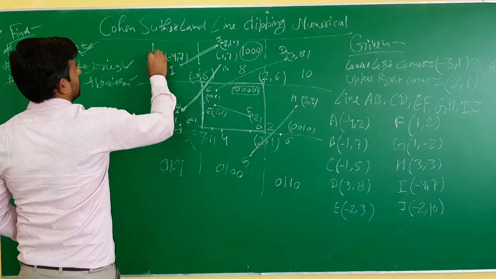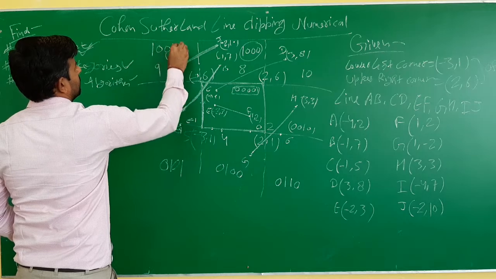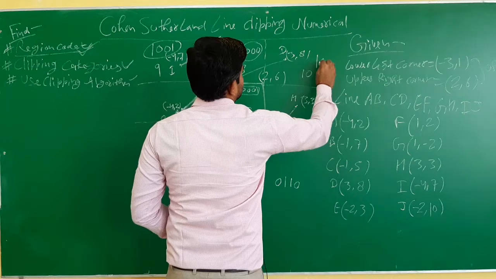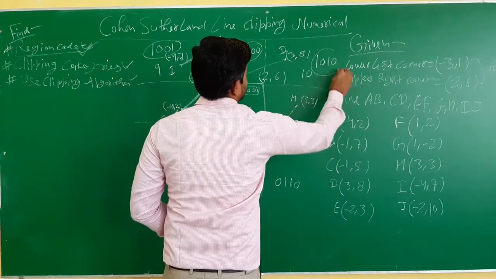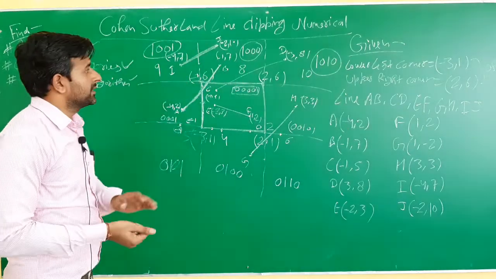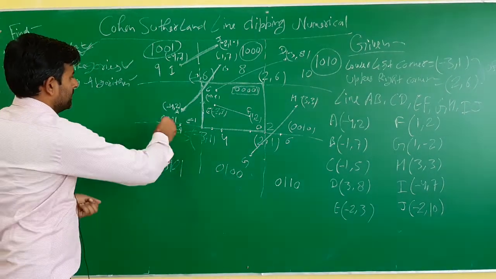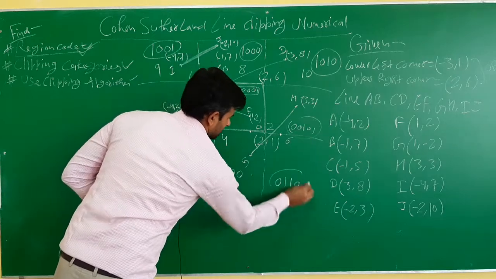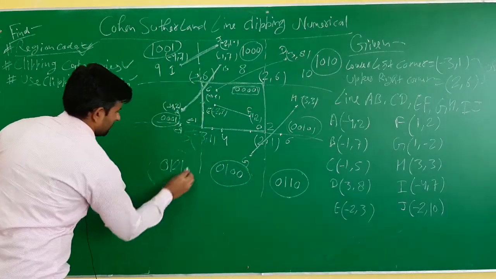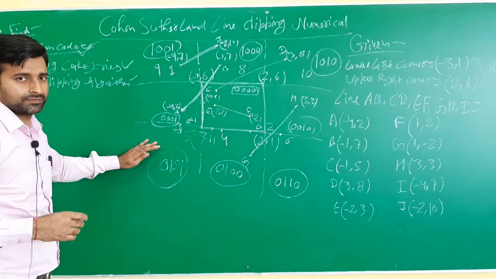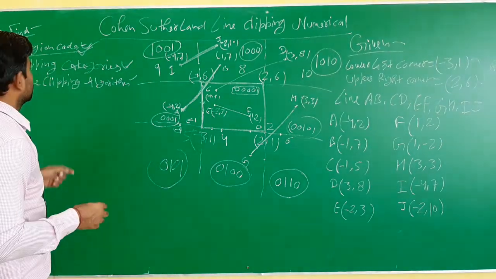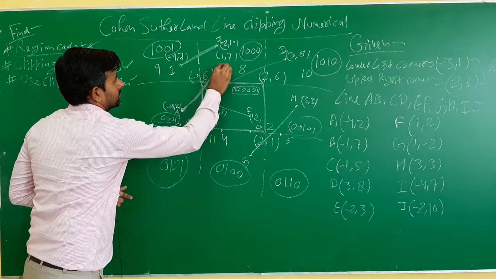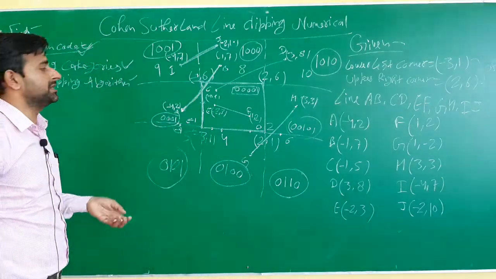9 is 1 0 0 1. And 10 is 1 0 1 0. Clear? Then these, I circle these points, are our region codes. Clear? Now we will check where our points are. In which region do the points lie?